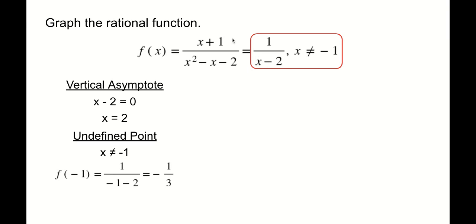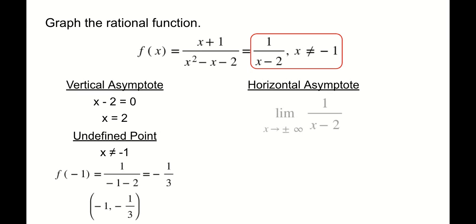So let's evaluate the function at negative 1, and again, this function. Okay. And I'll show you at the very end, something interesting happens if we evaluate this function at negative 1, but we're going to go with our simplified version. So it's 1 over (negative 1 minus 2), so this is negative 1/3. So there's an undefined point at (negative 1, negative 1/3). Okay, so vertical asymptotes come from the zeros of the denominator, and when it simplifies out, then this is an undefined point.